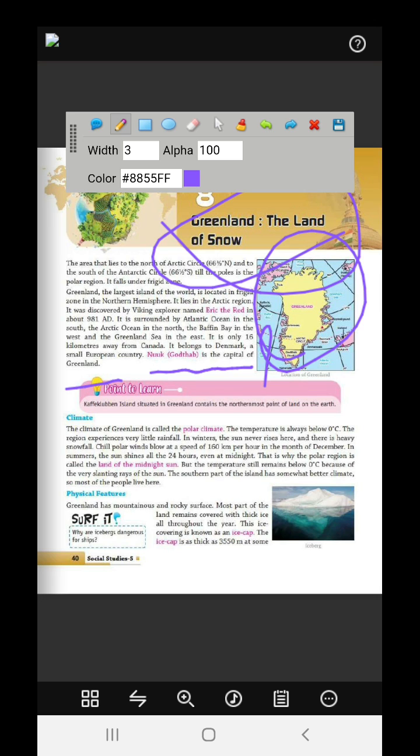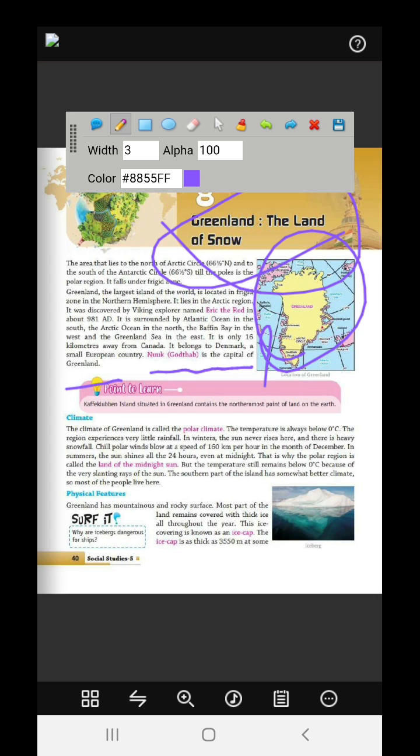Chill polar winds blow at a speed of 160 km per hour in the month of December. Now, storms occur. Polar winds, okay, they are occurring in the month of December. In the summer, the sun shines for almost 24 hours. That means every time the sun is shining.